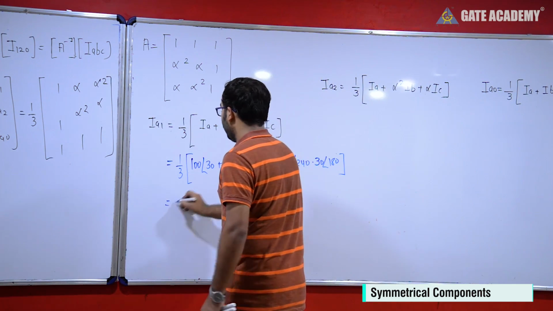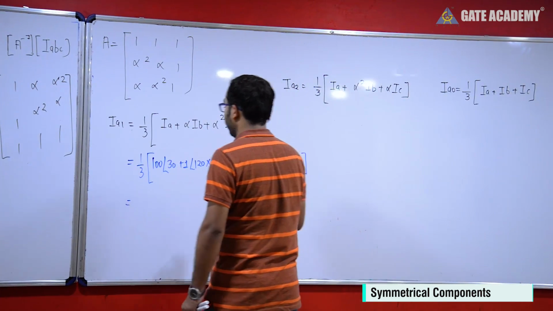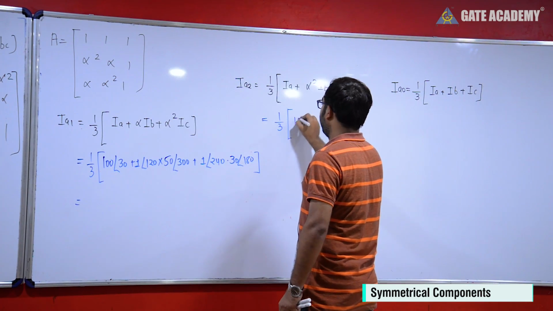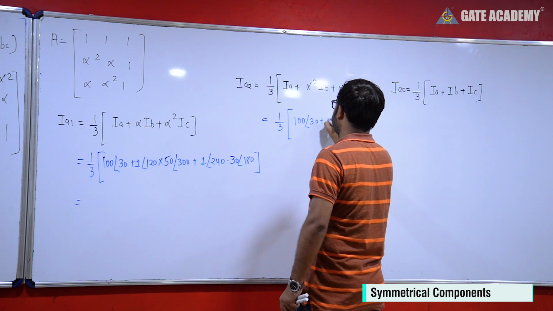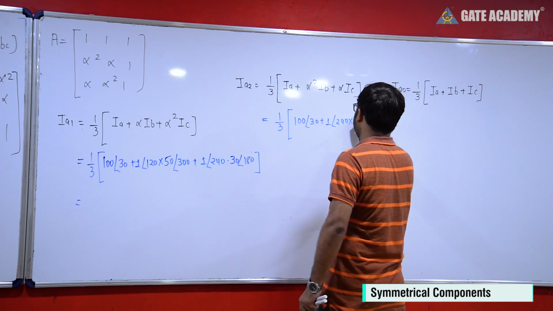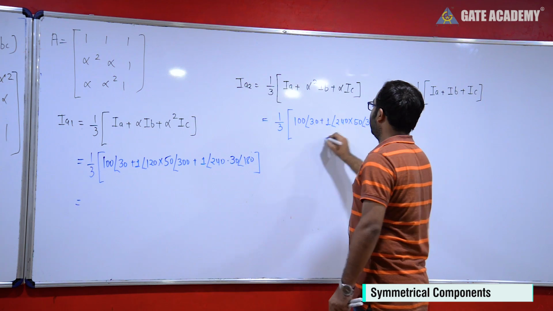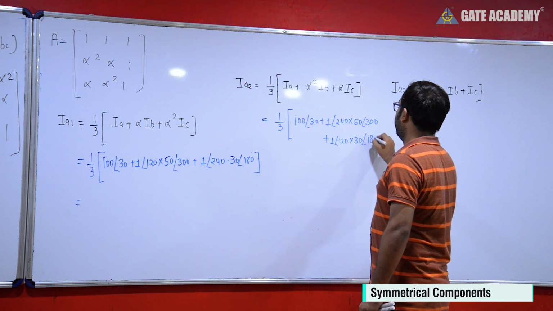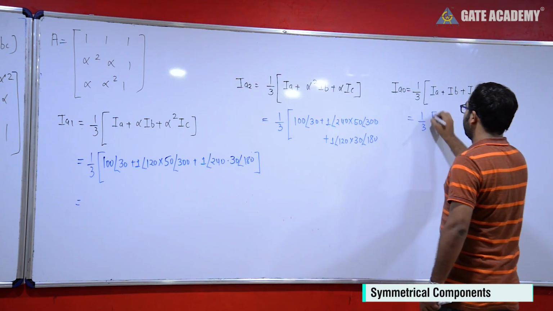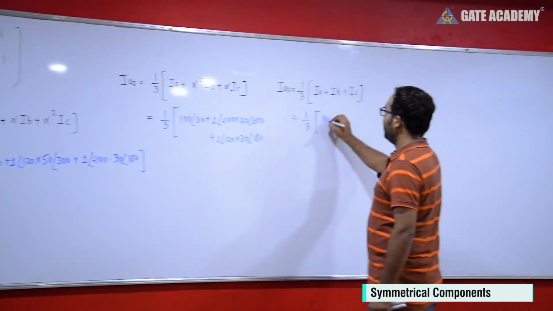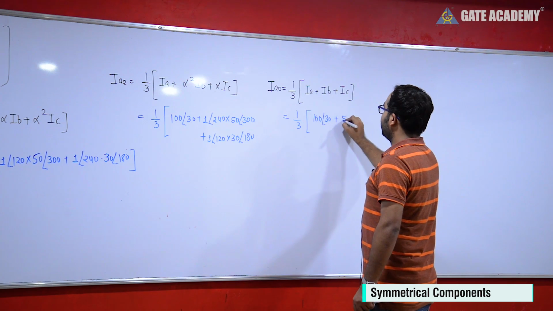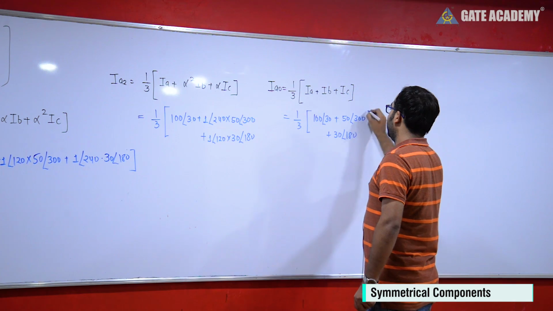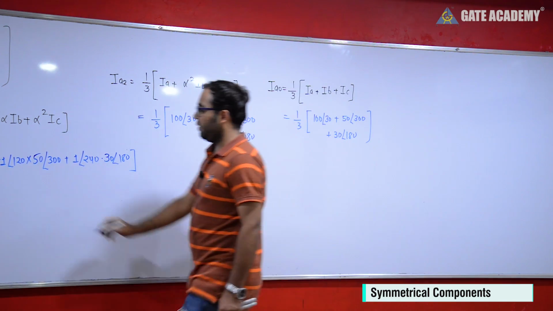So what will happen if we put all the values, if we break in cos sine, cos sine, cos sine. Similarly here, if I put 1 by 3 (100 at an angle 30 plus 1 at an angle 240 into 50 at an angle 300 plus 1 at an angle 120 into 30 at an angle 180), simply it will be equal to 1 by 3 times of IA plus IB plus IC. So it will be equal to 100 at an angle 30 plus 50 at an angle 300 plus 30 at an angle 180. When we use the basics, we are getting the values.